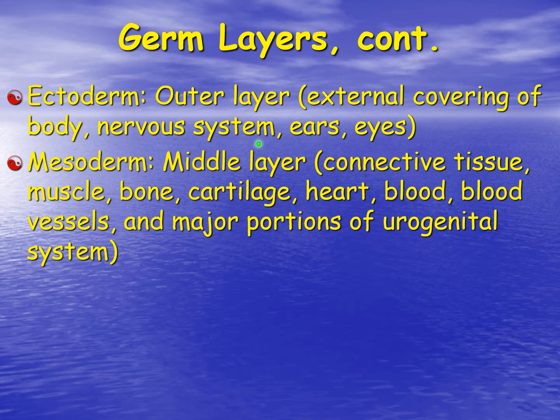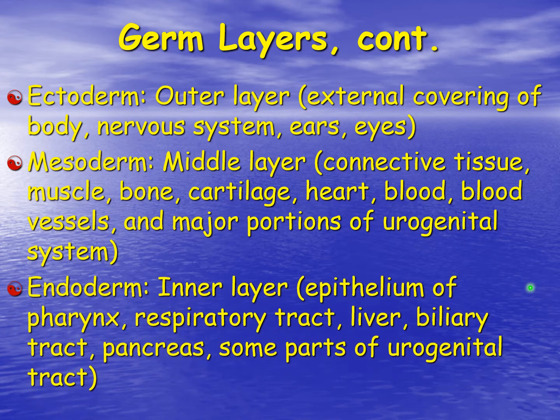The mesoderm will be the middle layer, and meso means in between. And this will be connective tissues, the muscles, the bone, cartilage, heart, blood, the blood vessels, and major portions of the urogenital system. The endoderm, the inner layer, will give rise to the viscera, primarily the digestive tract, the respiratory tract, and some parts of the urogenital tract. So the urogenital tract, some parts will come from the mesoderm, some parts will come from the endoderm.